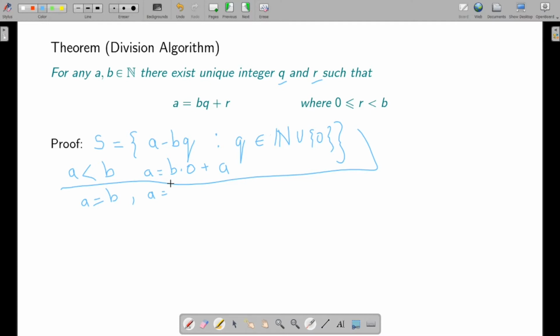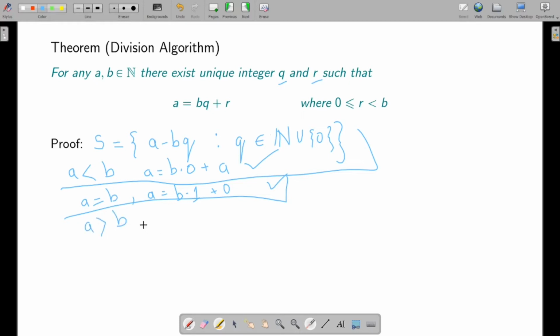Quotient will be 1 and remainder will be 0. That's right. Thank you. So the quotient is going to be 1 and your remainder will be 0 in this case. So this is also a very simple case. So we are done with this case and done with that case. The only thing we need to consider is when A is greater than B.